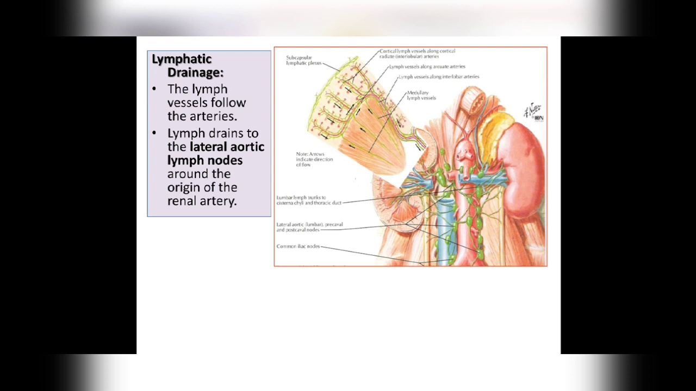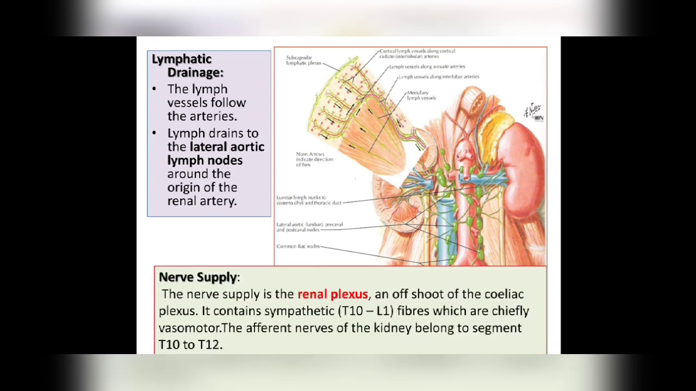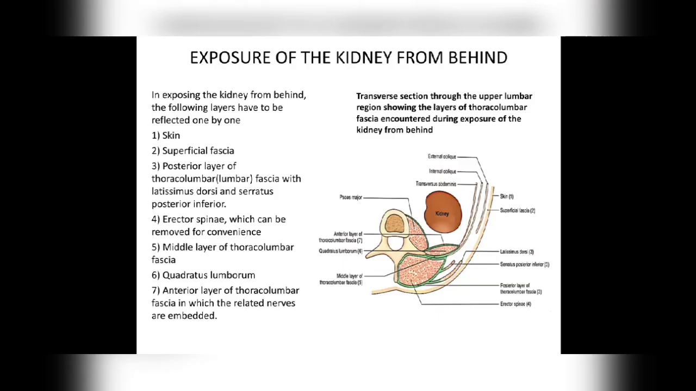Lymphatic drainage. The lymph vessels follow the arteries. Lymph drains to the lateral aortic lymph nodes around the origin of the renal artery. The nerve supply is the renal plexus, an offshoot of the celiac plexus. It contains sympathetic T10 to L1 fibers which are chiefly vasomotor. The afferent nerves of the kidney belong to segments T10 to T12.